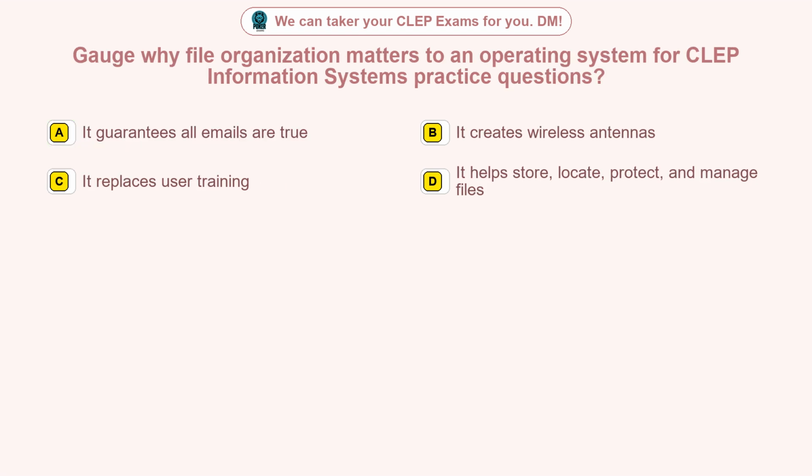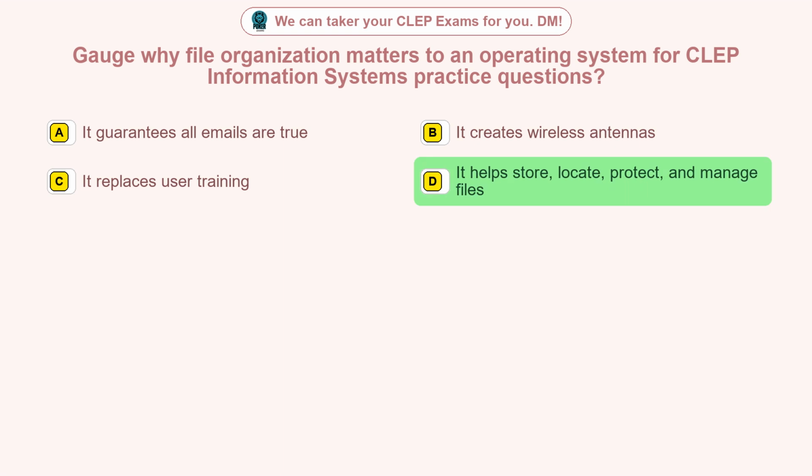Question 89. Gauge why file organization matters to an operating system for CLEP Information Systems practice questions. Option A. It guarantees all emails are true. Option B. It creates wireless antennas. Option C. It replaces user training. Option D. It helps store, locate, protect, and manage files.